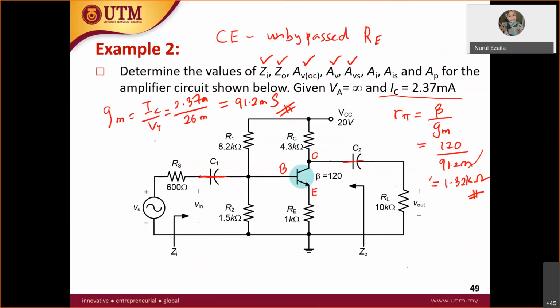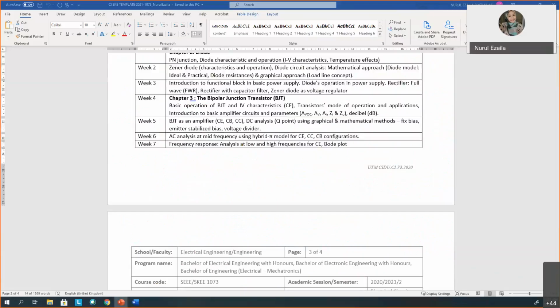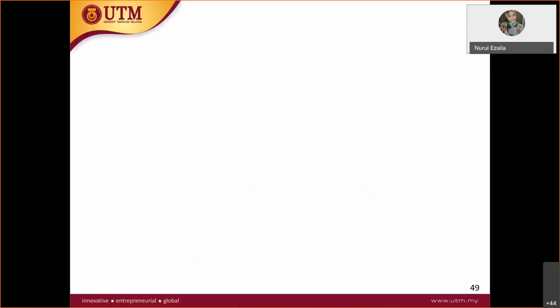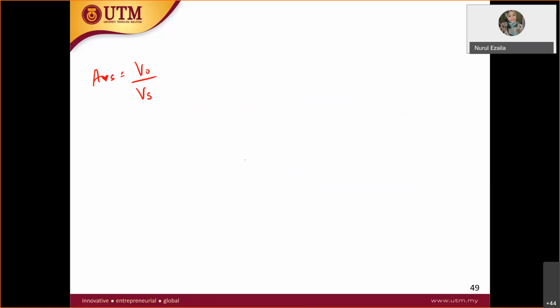What is AVS? AVS is equal to V out over Vs. This means it is the voltage gain referring to the source, to the voltage source. So you need to simplify. It is actually equal to V out over V in times V in over Vs. It's like you canceled it out, but it is actually not.